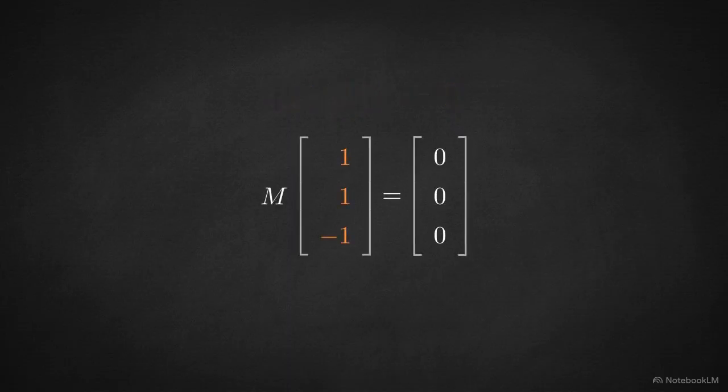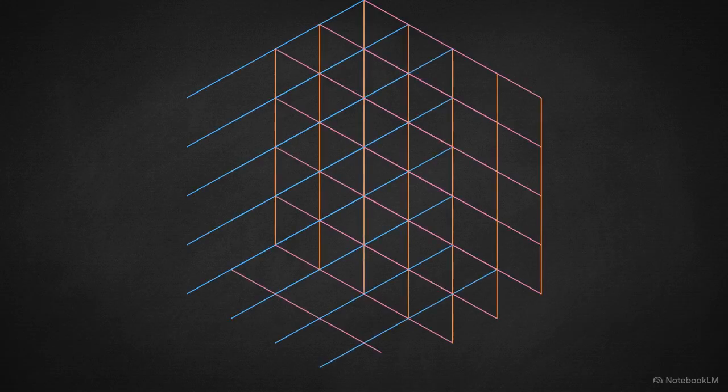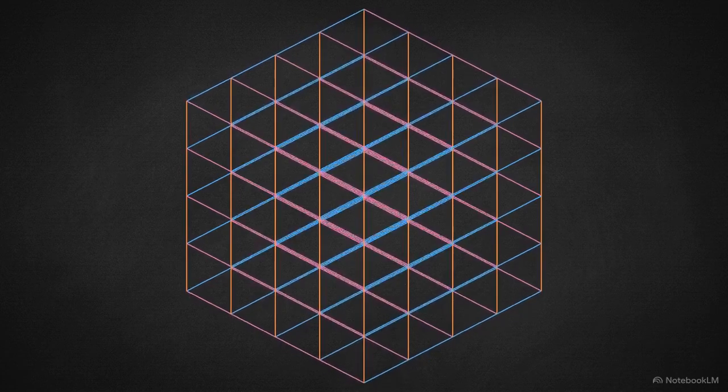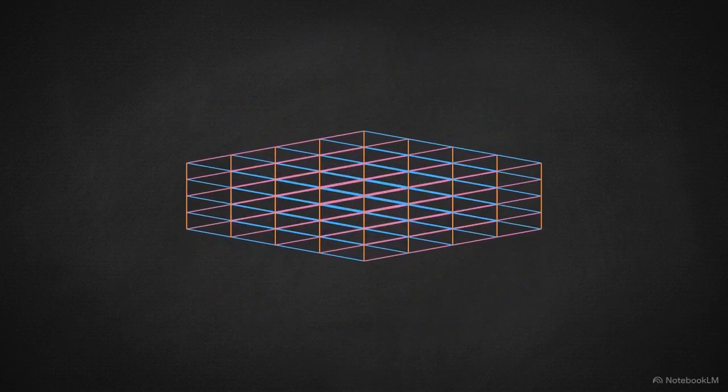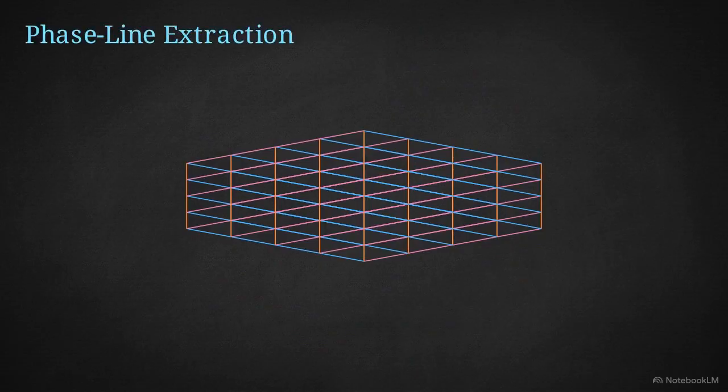The matrix kernel is spanned by a specific invariant vector, (1, 1, -1). Geometrically, this singularization collapses a three-dimensional coordinate grid into a two-dimensional plane. This brings us to Corollary 1.1, the phase line extraction.